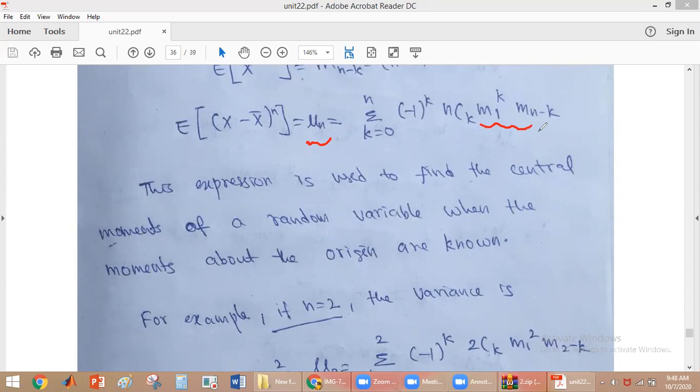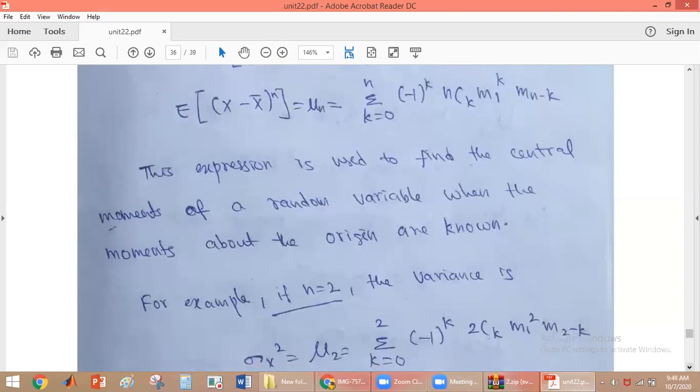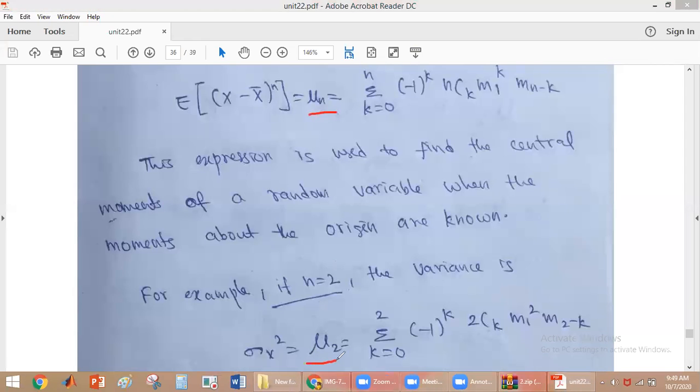So this equation gives us the relation between the central moment of a random variable when the moments about the origin are known. Now we just expand this equation for n is equal to 2. If you expand this for n is equal to 2, mu n becomes mu 2. We are writing for n is equal to 2.